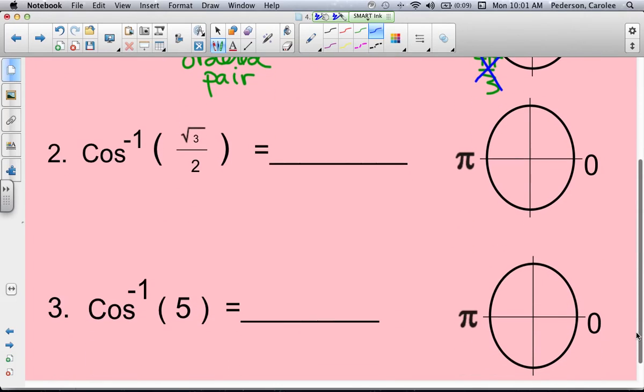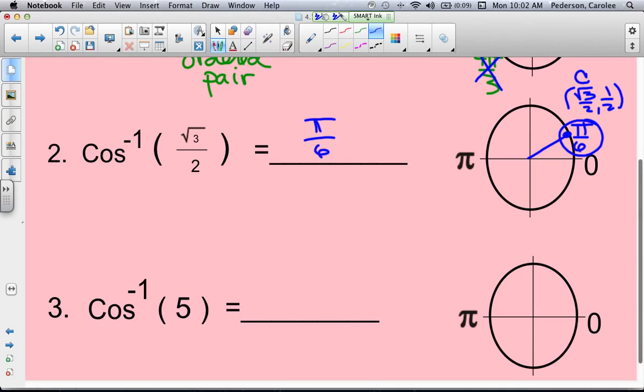All right, cosine inverse of square root of 3 over 2. Where is that? Pi over 6? Do we agree? Pi over 6? Remember, there's another place. So this ordered pair is square root of 3 over 2, and then 1/2. We're looking at the cosine. So the angle is pi over 6.